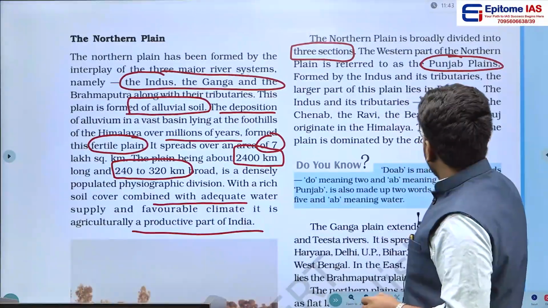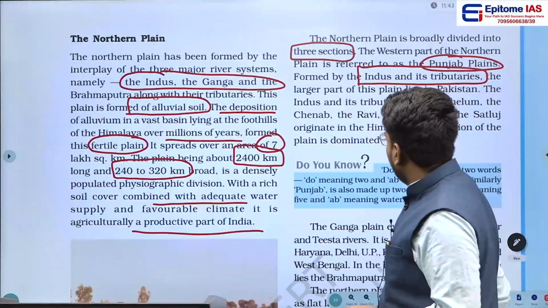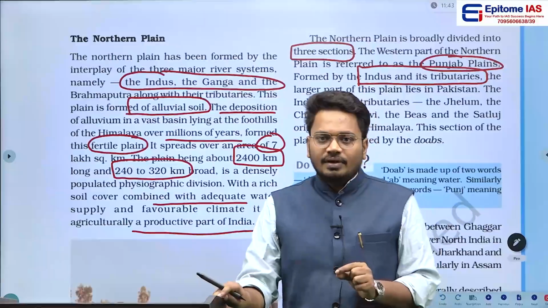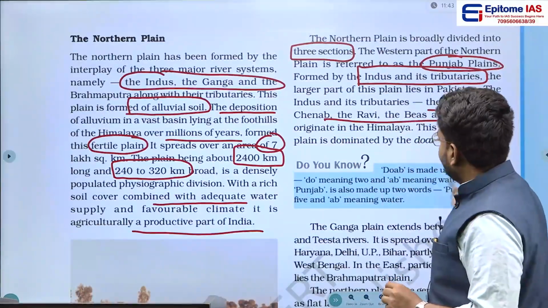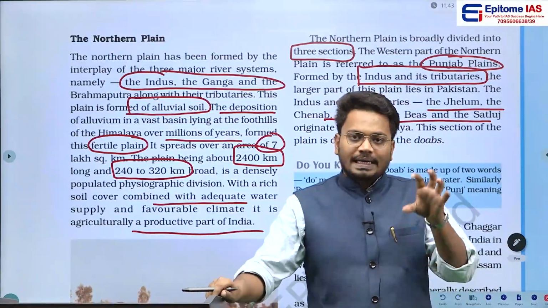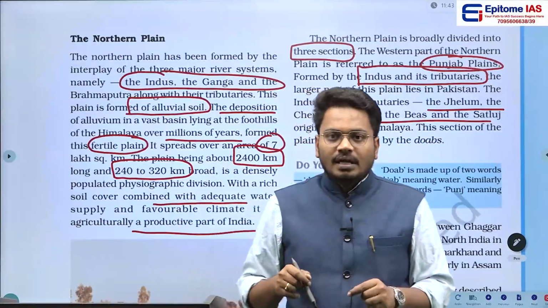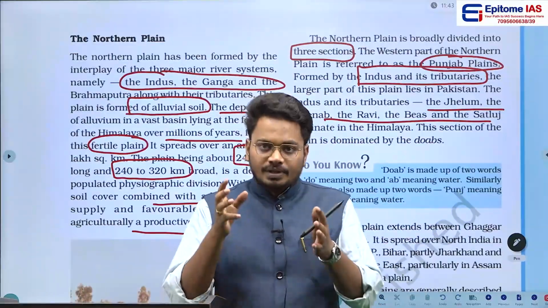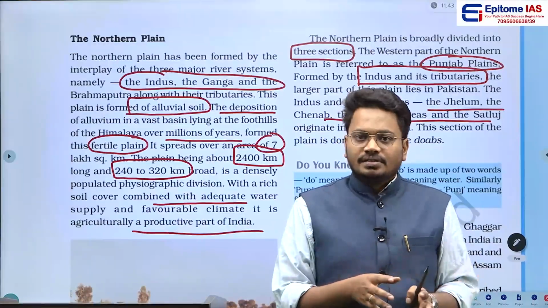And if you see these western plains, they are formed by which rivers? They are formed by the Indus river and its tributaries. Now, what are the tributaries of the Indus river? Obviously, we all know that Jhelum, Chenab, Ravi, Beas and Satluj are the tributaries of the Indus river. Now, the point here is, because of these tributaries and the main river Indus, we can see the formation of the plains in the Punjab region as well as in the Pakistan region, right.